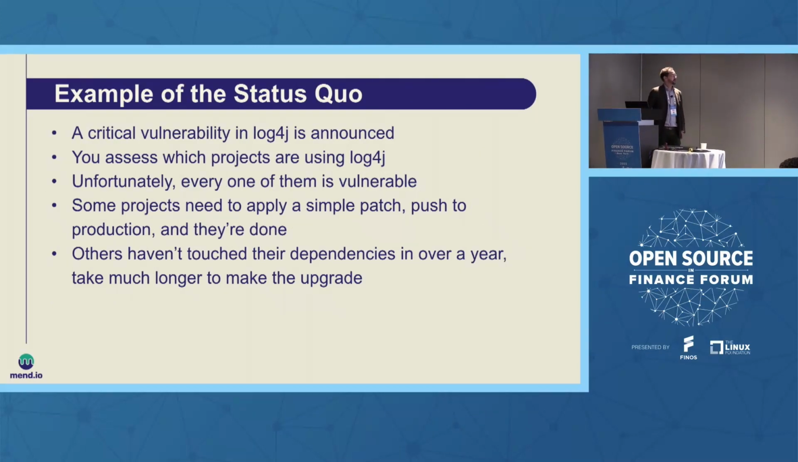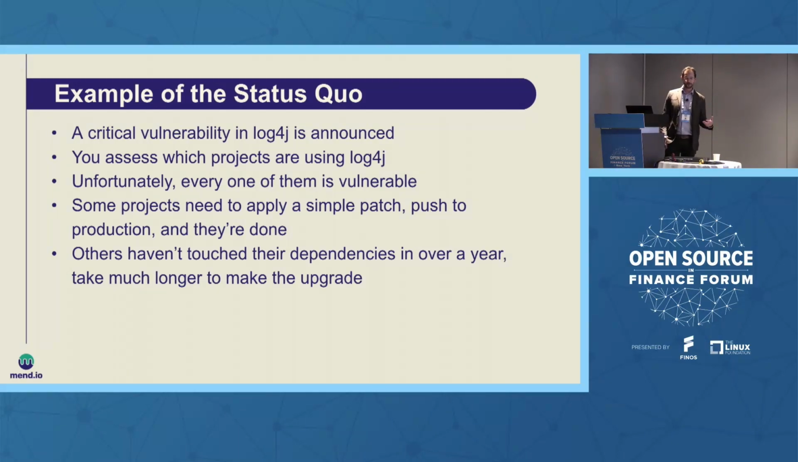All right, so an example of status quo, to use our favorite log4j, there's a critical vulnerability in log4j announced. You assess which projects are using log4j. Now again, depending upon whether you have a process, whether you have a vendor, whether you scan ahead, whether you shift left, your ability to know which projects are using log4j varies based on that. Now unfortunately, in the case of log4j, this was a highly exploitable vulnerability. That meant that basically if you found it, you're vulnerable. There wasn't much chance here that you weren't. Some of you might know the exceptions.